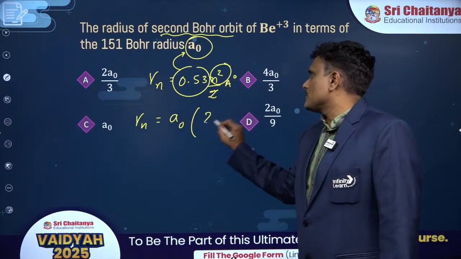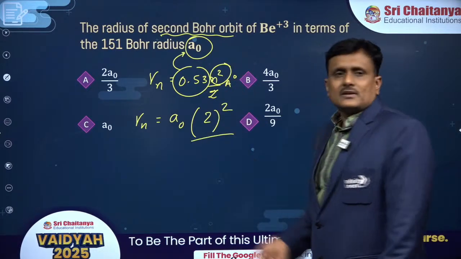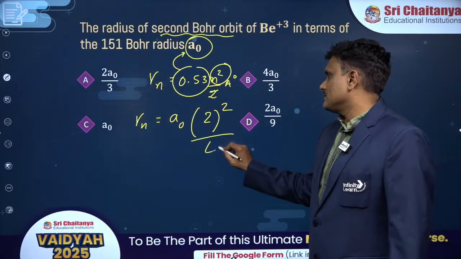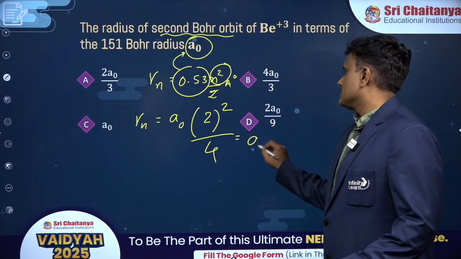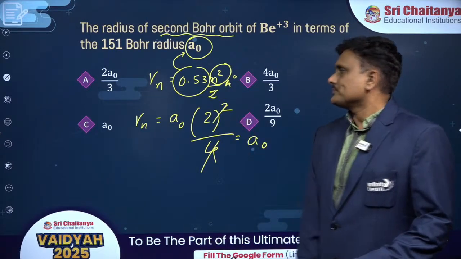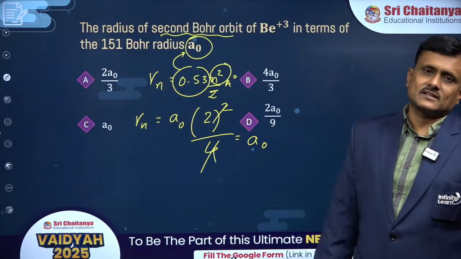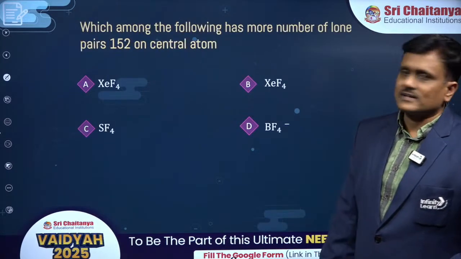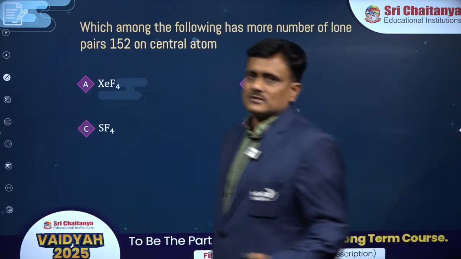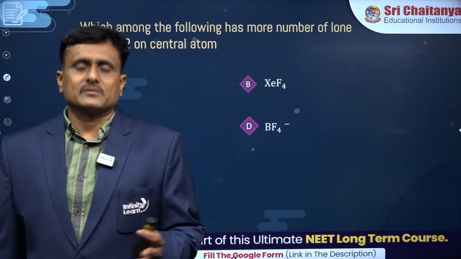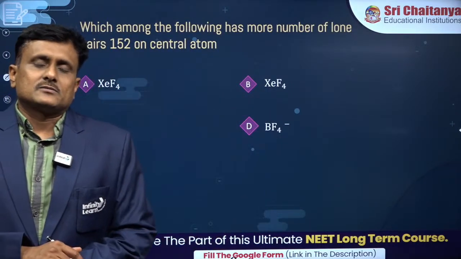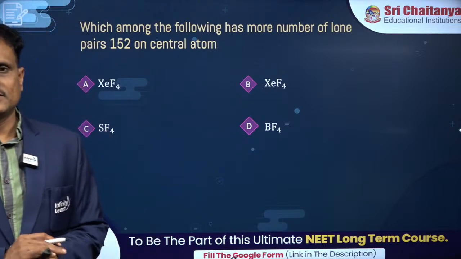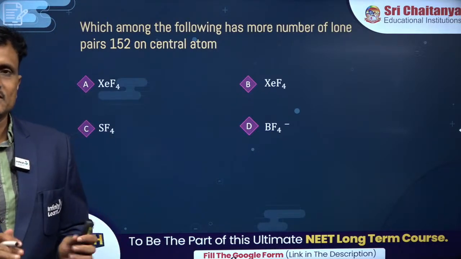So n equal to 2, and you know for beryllium, the value of the atomic number is 4, and this gets cancelled and turns out to be how much? a naught. So the first question's answer is very simple. If you are getting this answer, well and good. That means your follow-up in physical chemistry, which is considered to be the difficult part for the students who are preparing for NEET, you got the right answer. Great going. Now let's see the second question.